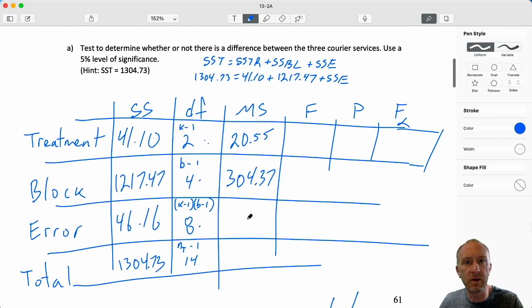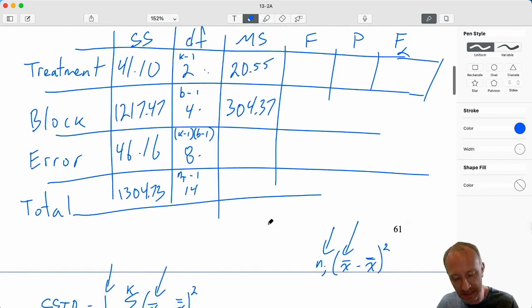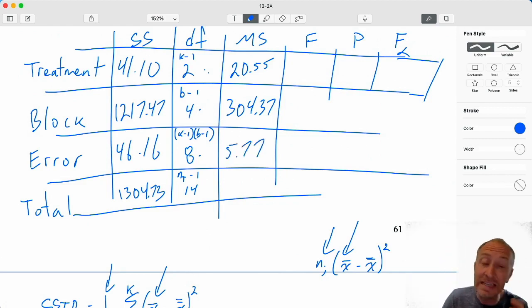Okay, lastly, I still need my mean squared error. This is, again, the same calculation. I'm going to divide sum of squares error, 46.16, divided by 8. All these calculations are the same as what we did in the completely randomized ANOVAs in Module 13-1. Sums of squares divided by degrees of freedom, and those all give you these estimates of the variance.